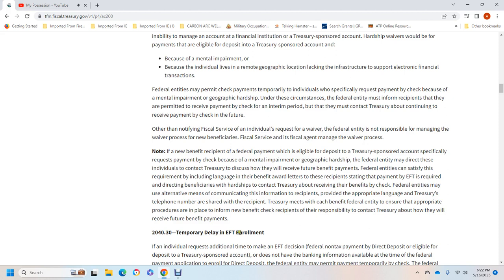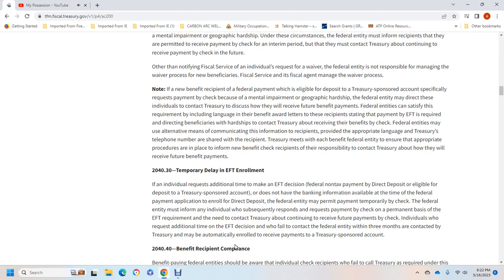2040-30, temporary delay in electronic funds transfer enrollment. An individual requests additional time to make an electronic funds transfer decision. For a federal non-tax payment eligible for direct deposit to the Treasury sponsored account, but the individual does not have the banking information available at the time of the federal payment application, the applicant is enrolled in direct deposit, and the federal entity may permit payment temporarily by check.